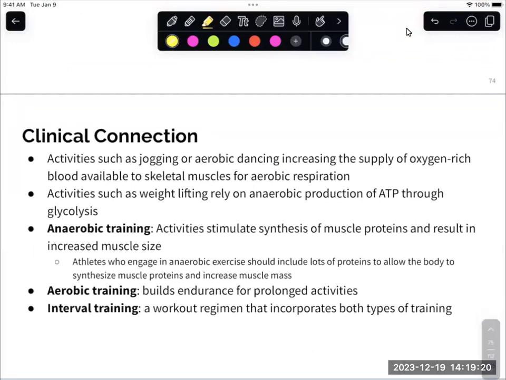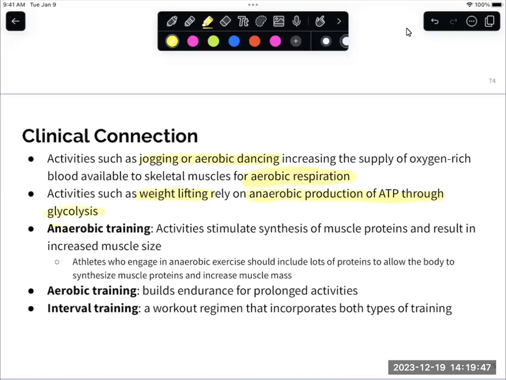So, jogging. I love how your book loves to talk about aerobic dancing. With different types of aerobic activities, your muscles go through aerobic respiration. Weightlifting is anaerobic, through glycolysis.